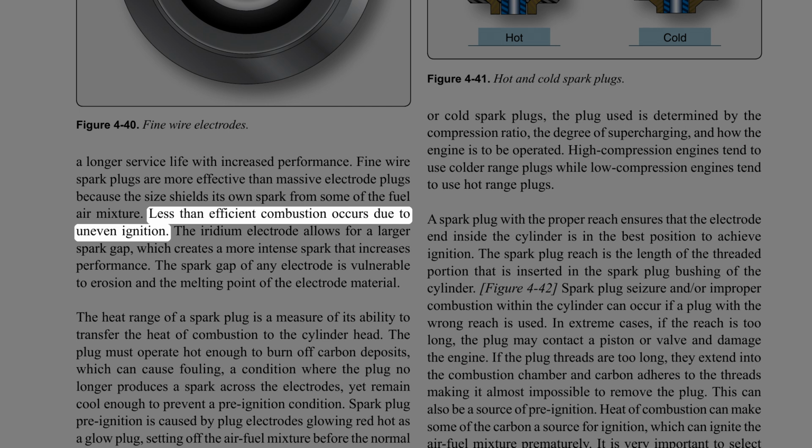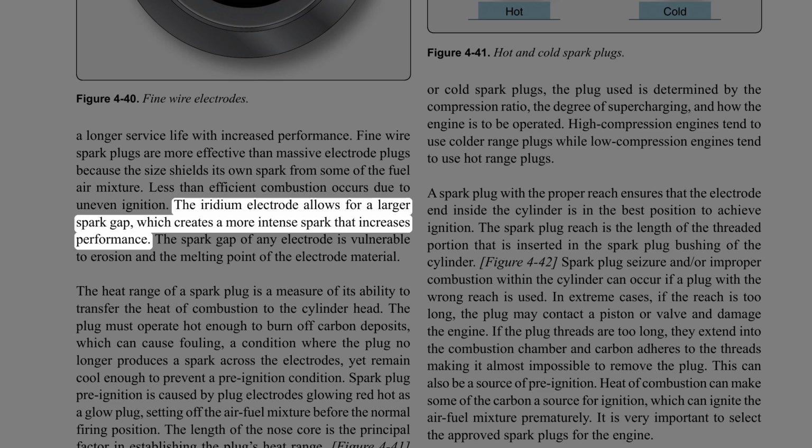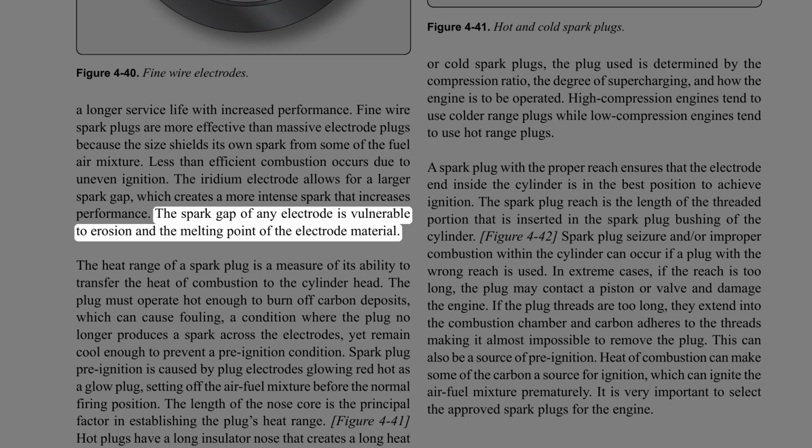Less than efficient combustion occurs due to uneven ignition. The iridium electrode allows for a larger spark gap, which creates a more intense spark that increases performance. The spark gap of any electrode is vulnerable to erosion and the melting point of the electrode material.